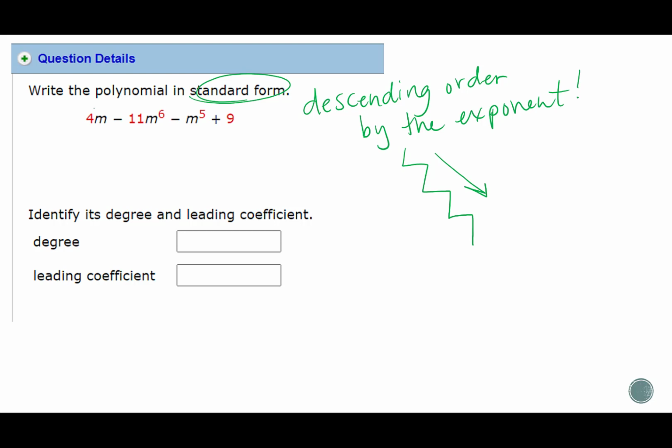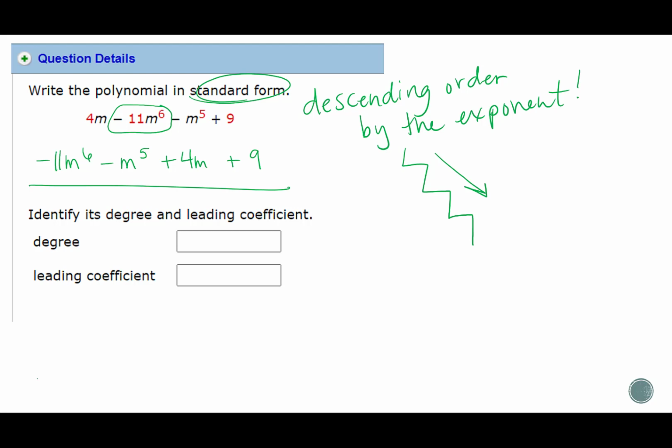So the first term in descending order will be negative 11m to the 6th. The next one will be negative m to the 5th, then a positive 4m, then a positive 9. And that's your answer for the first part. The second part asks for you to identify the degree and the leading coefficient. It's really easy to do this once you have the polynomial in descending order.